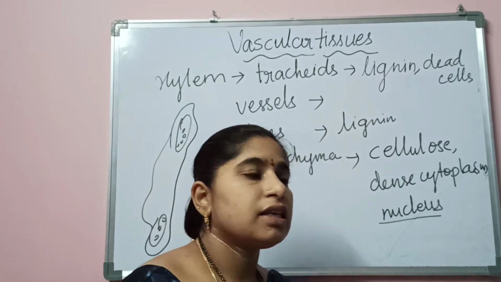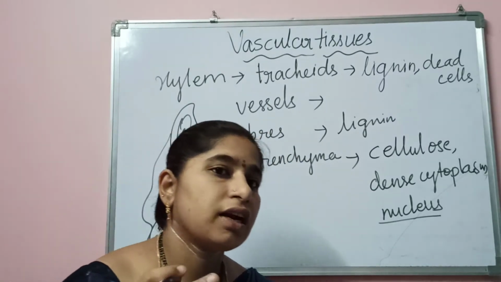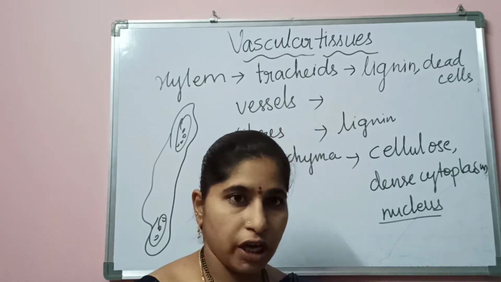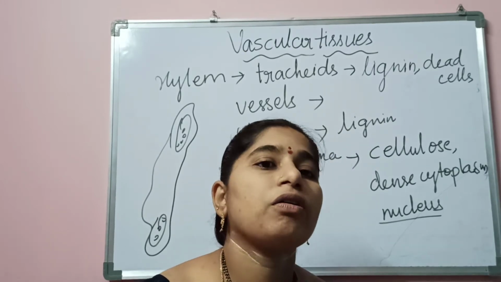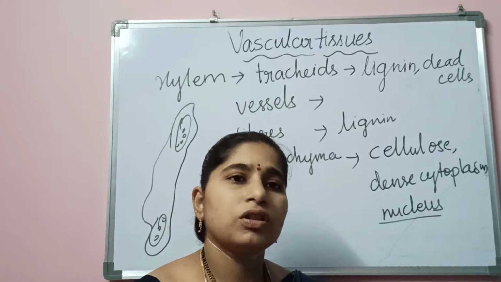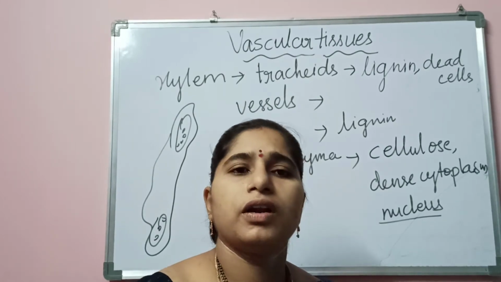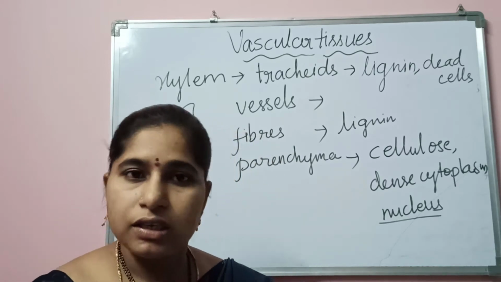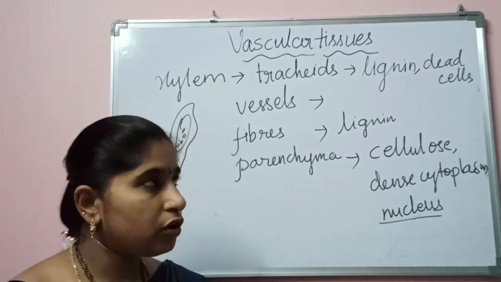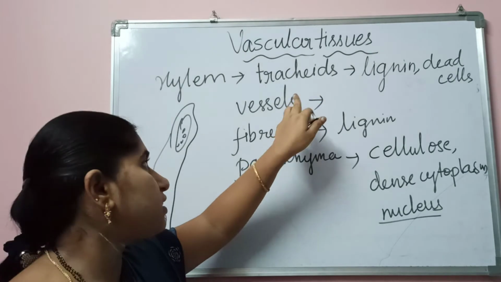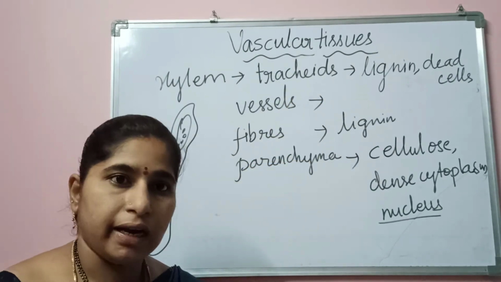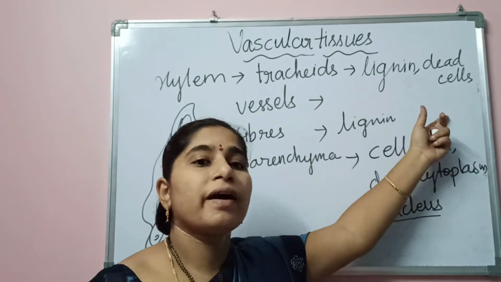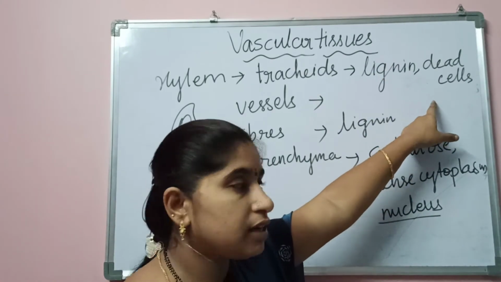The xylem plays an important role in the transportation of water, along with other minerals, from the roots to all parts of the body. And the xylem has four different types of cells: tracheids, vessels, fibers and parenchyma. Tracheids are made up of lignin and don't have protoplasm, so they are called dead cells.